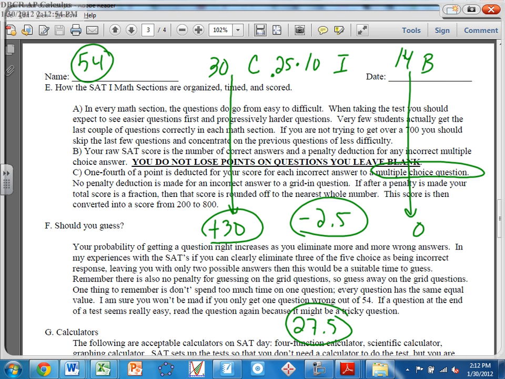I would like you to complete them all, obviously, but if you run out of time and you need to take an educated guess, do so. If you have no idea at all on the grid-in, please take a guess of 0 or 1. On the multiple choice, if you don't get to a problem, don't guess. Okay? Now, as you can eliminate more and more choices, you can then consider guessing.